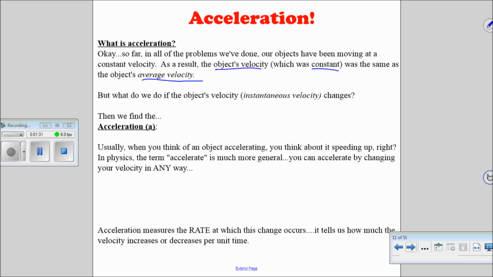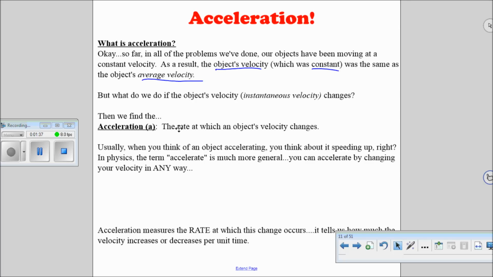Well then what we have to do is find what's called the acceleration. So here's what acceleration is. Acceleration is the rate at which an object's velocity changes. To understand this definition, there are two important parts to it. It's the rate at which the object's velocity changes. The first part is this deal here, velocity changes. This is super important.